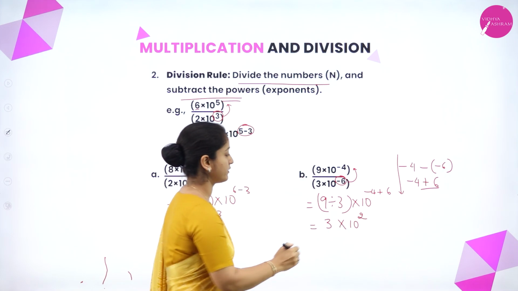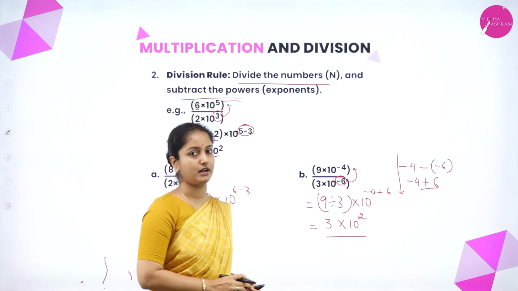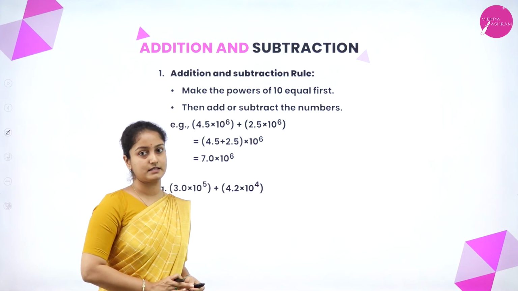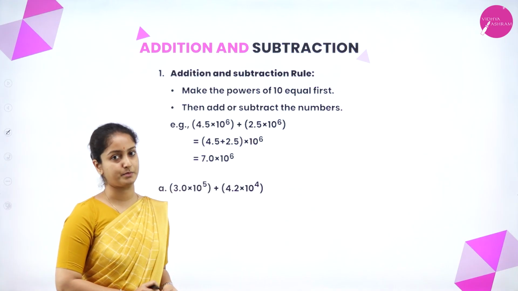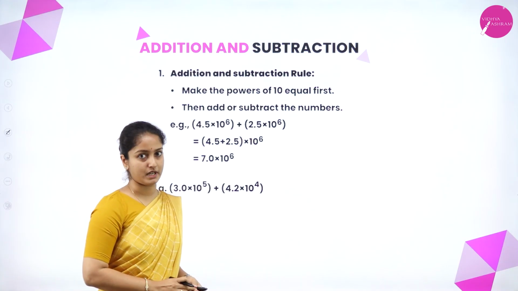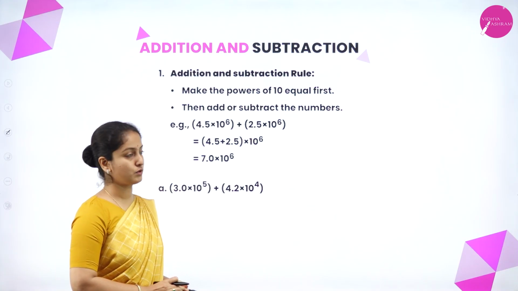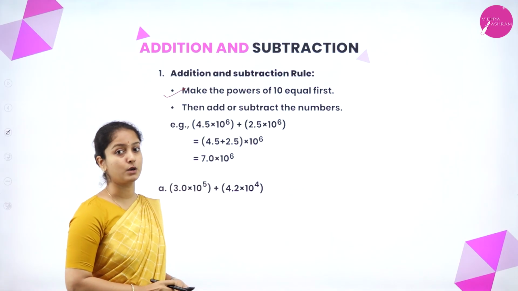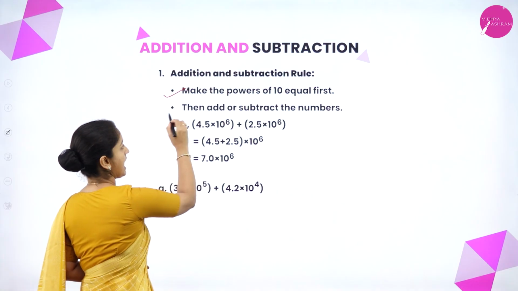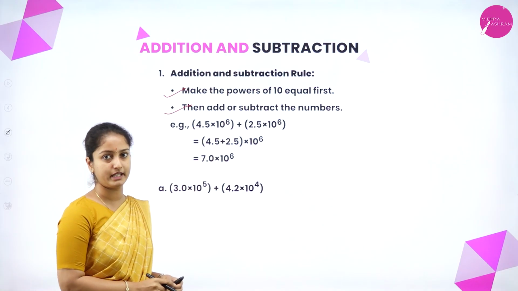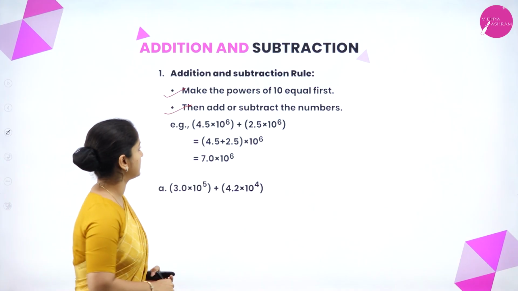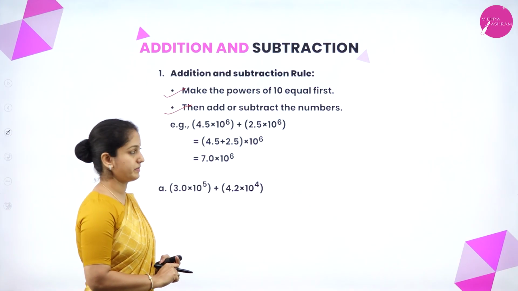So the answer will be 3 into 10 power 2, a positive integer. Clear? Now let's study addition and subtraction. For addition and subtraction, the same rule follows: first make the powers of 10 equal, then add or subtract the numbers based on the given operation. So let's try that out with examples.